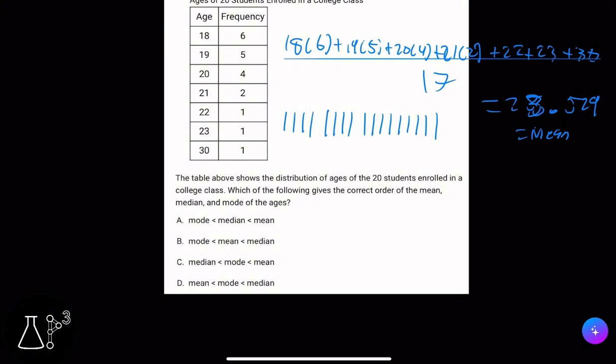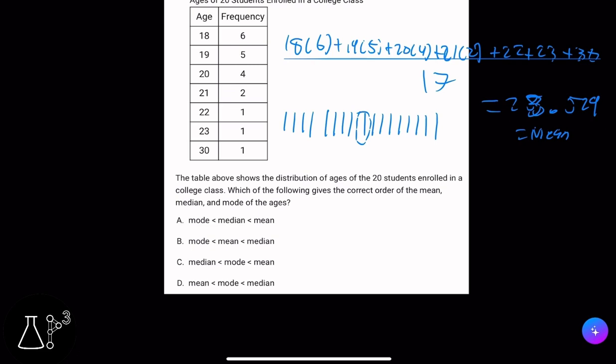Well, remember, the median is always the middle number, right? So if I have the middle number, I should have an equal amount on the left side and the right side. So if I circle this one, for example, I should have the equal amount on both sides. Let's check. 1, 2, 3, 4, 5, 6, 7, 8. And then 1, 2, 3, 4, 5, 6, 7, 8. Therefore, my median has to be the number that has 9.